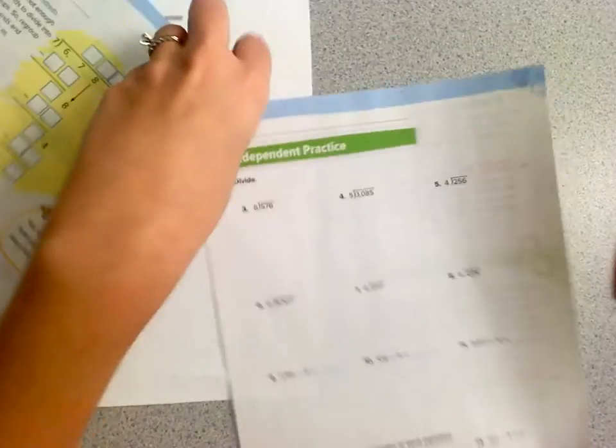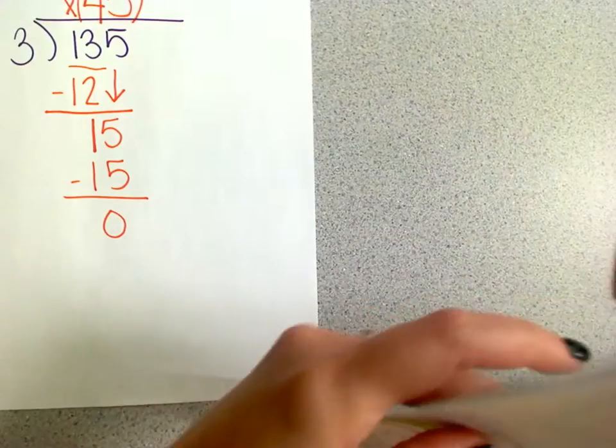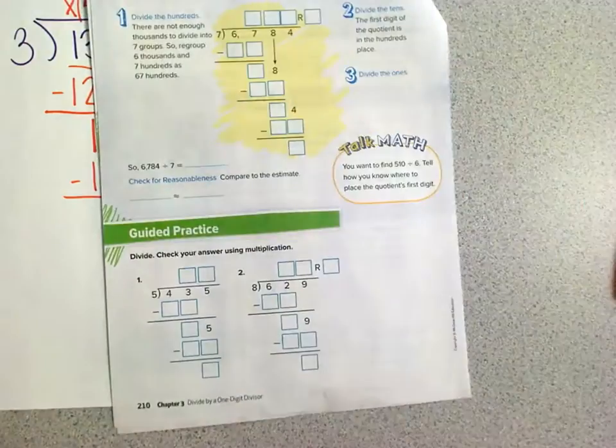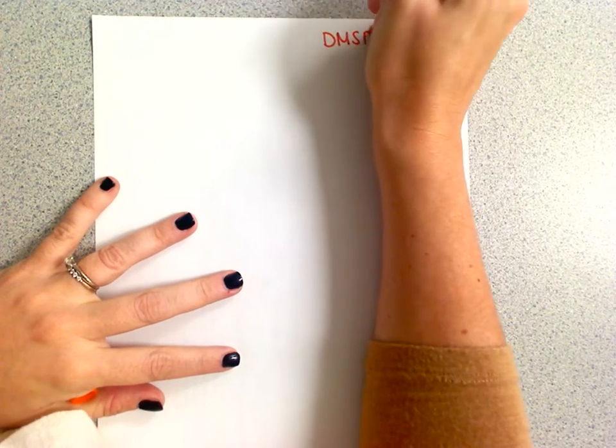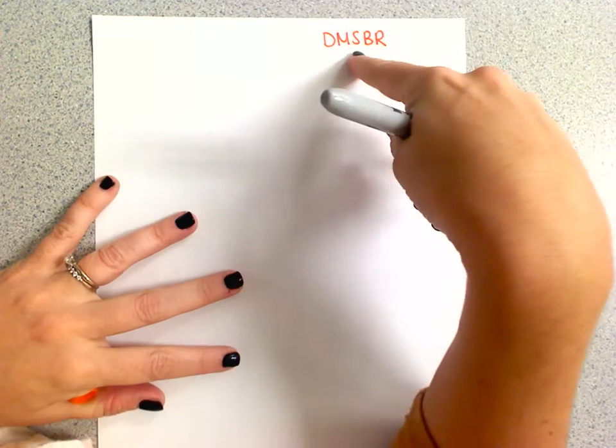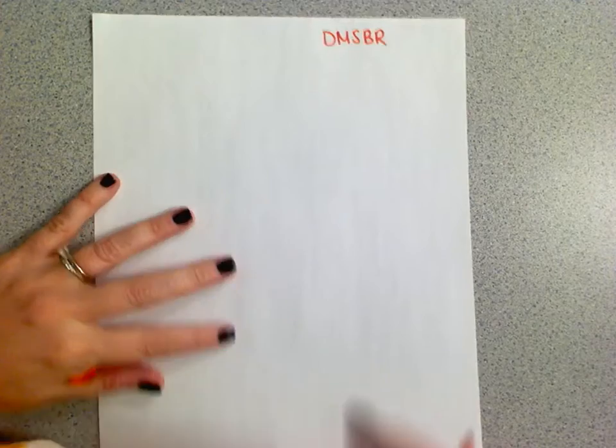Okay, look at the next one. Ooh, this looks like it's going to be a pretty long one. Again, I'm going to use a separate sheet of paper. Make sure I'm giving myself lots of space. Write my acronym at the top. It says McDonald's Sell Burgers Raw, really means divide, multiply, subtract, bring down, repeat, or remainder.